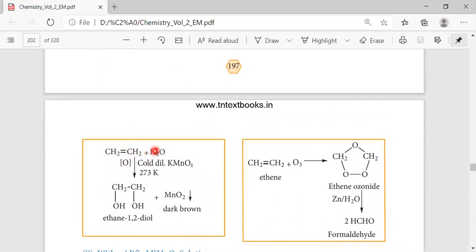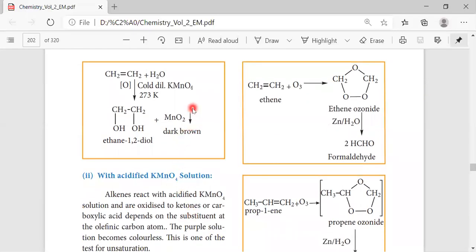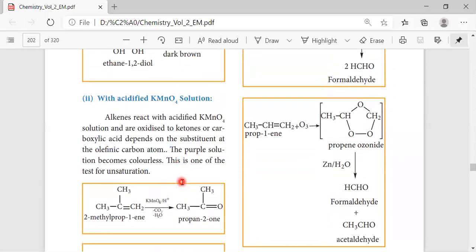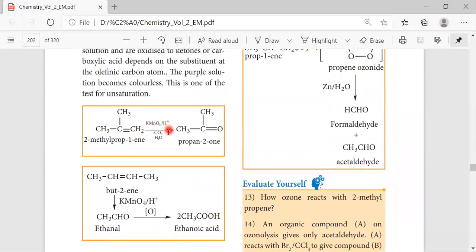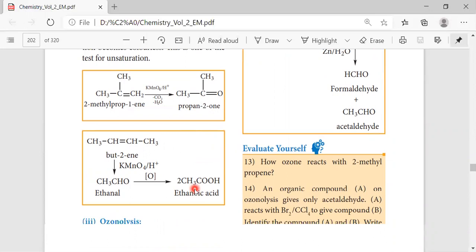See here, this alkene on treatment with water, we are having the formation of a diol and also the dark brown precipitate. Okay, as I told you, it is pointing with the downward arrow, so that indicates the precipitate formation. With acidified KMnO4 solution, when it is acidified with KMnO4 solution, then we are getting propanone, that is a ketonic group.